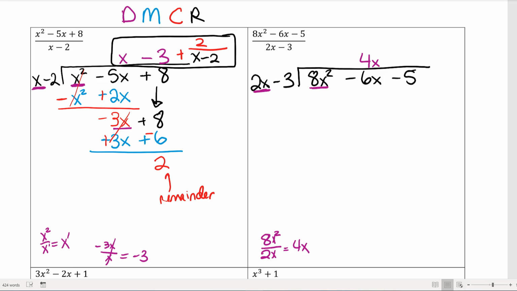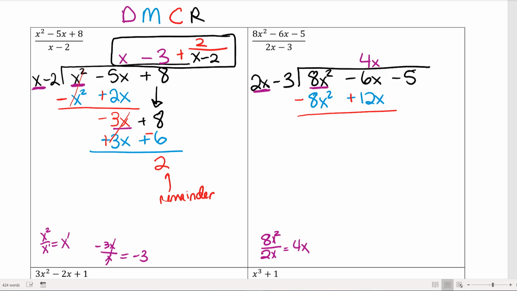Now my M step says to multiply, so I'm taking this positive 4x and multiplying it by both terms in the divisor. 4x times 2x is 8x squared. 4x times negative 3 is negative 12x. Now I'm going to erase those multiply signs. Step 3, or C, says change both signs. So I'm changing the sign from a positive 8x squared to a negative, and a negative 12x to a positive 12x. Change both signs. That's what the C means.